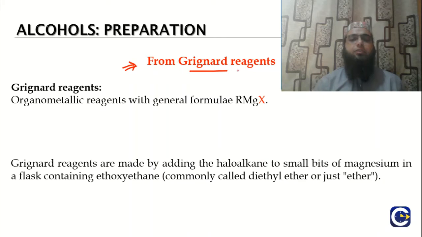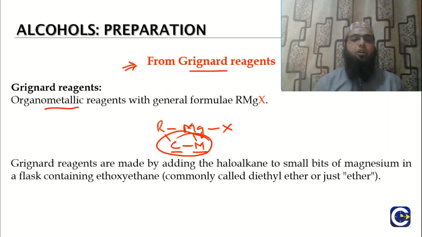Grignard reagents are organometallic reagents with the general formula RMgX. What does organometallic mean? In organometallic reagents, there is a carbon-metal bond. Here the alkyl group provides the carbon, and there is a bond between the carbon and the metal. We call such compounds, in which carbon is bonded to a metal, organometallic reagents.